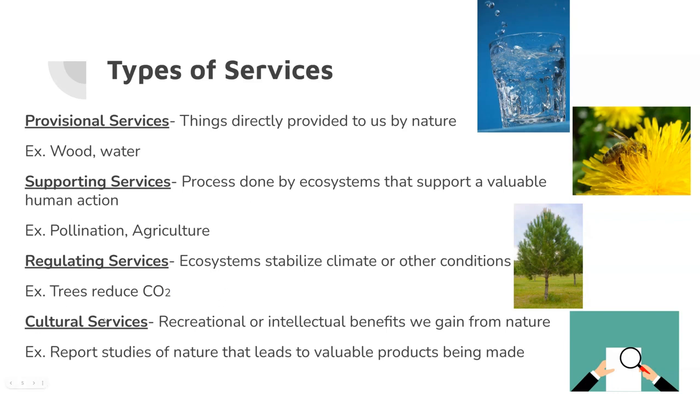Next up is regulating services, where ecosystems stabilize climate or conditions. So, for example, this tree is absorbing CO2, and as an effect, it produces O2 that humans then consume and digest, and then we breathe out the CO2 that these trees then reduce. This also helps reduce the carbon in our atmosphere. So if we cut down more trees, then there will be more carbon in the atmosphere.